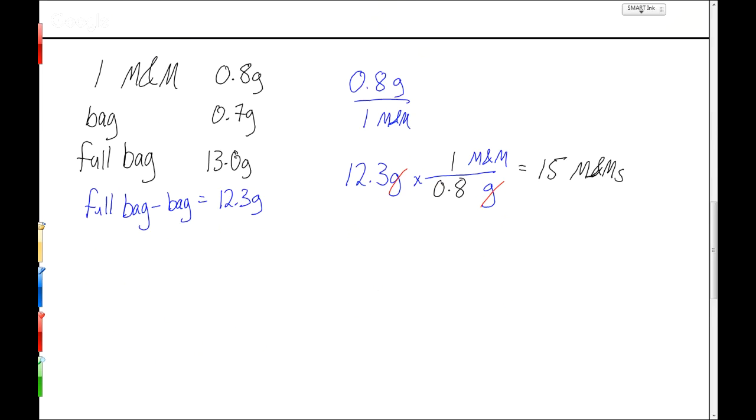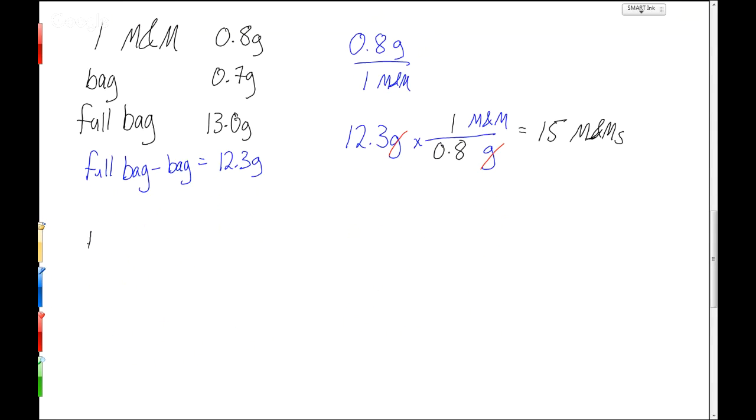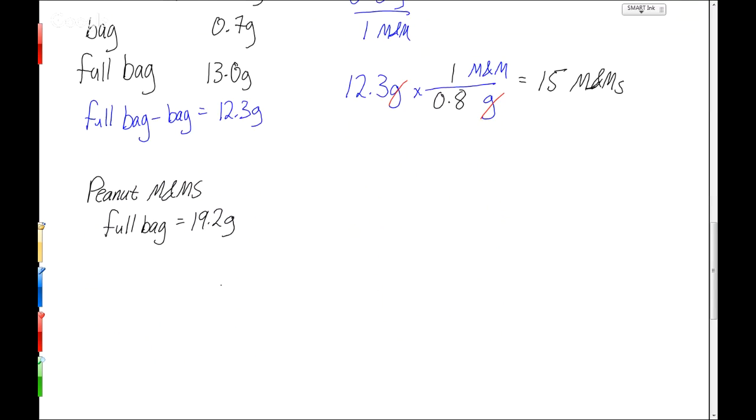Okay? So I'm going to weigh the package. I think we can probably assume that the actual packaging is the same as before. I don't know. We'll see if we're off or not. I'm going to weigh one package of peanut M&Ms. Full bag with the bag is 19.2 grams. Okay, who wants to count them? So while you're doing that, we'll do our subtraction: the full bag minus the bag itself. If the bag is still 0.7, it's going to be 18.5 grams.